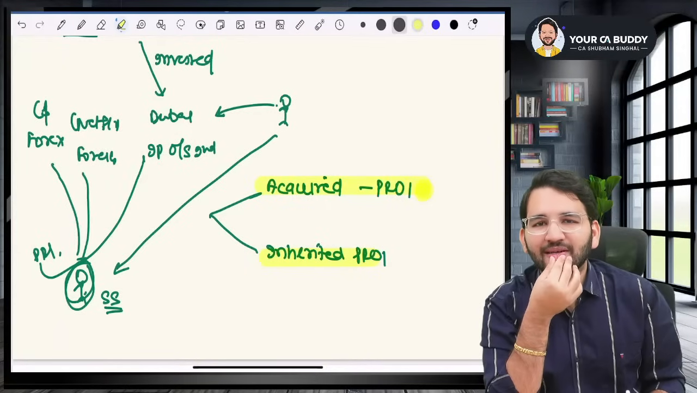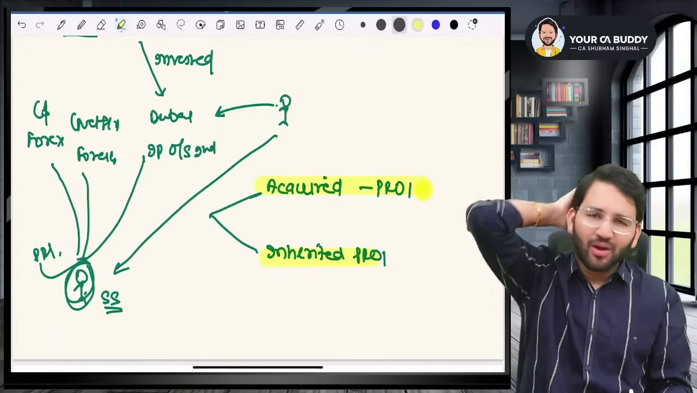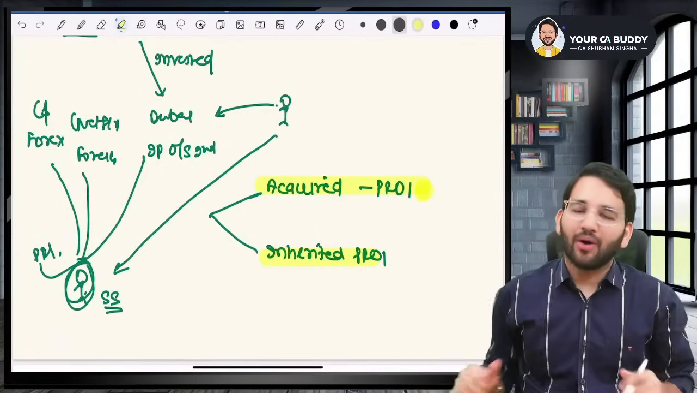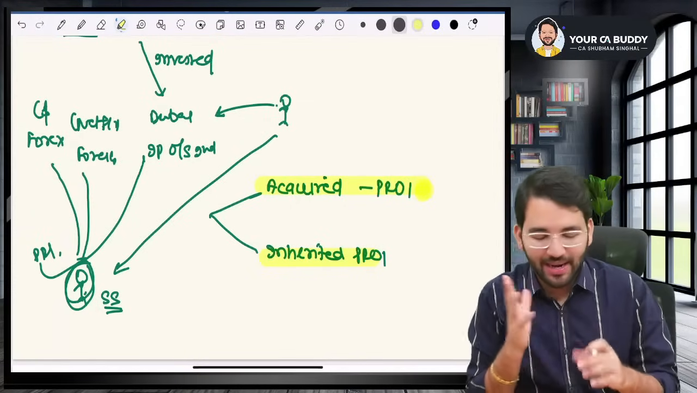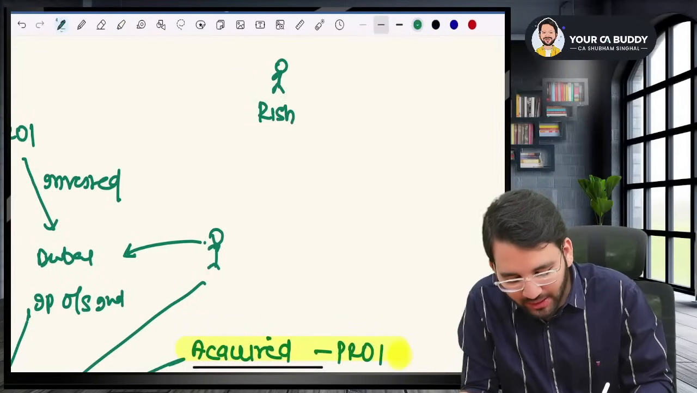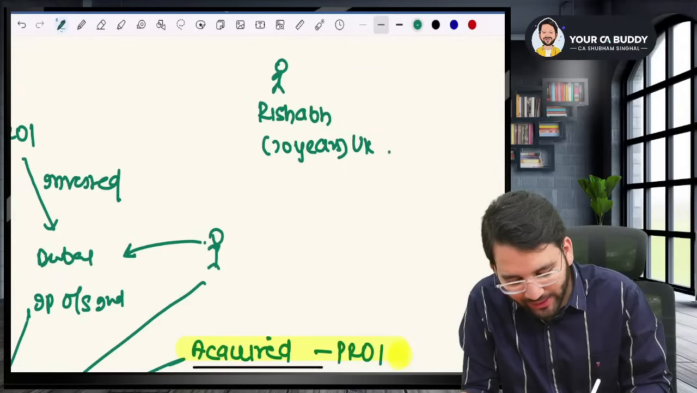Means what you are trying to say, sir? Sitting here in India, I cannot have a property outside India? Looks like that's what you are saying, but that's not true. We said that for now, only if you acquired it when you were a PROI or when you inherited it from a PROI, it will be okay. I'll give you examples, sir. For example, Rishabh Bhaiya. Sir, Rishabh Bhaiya has been in the UK for the last 20 years.